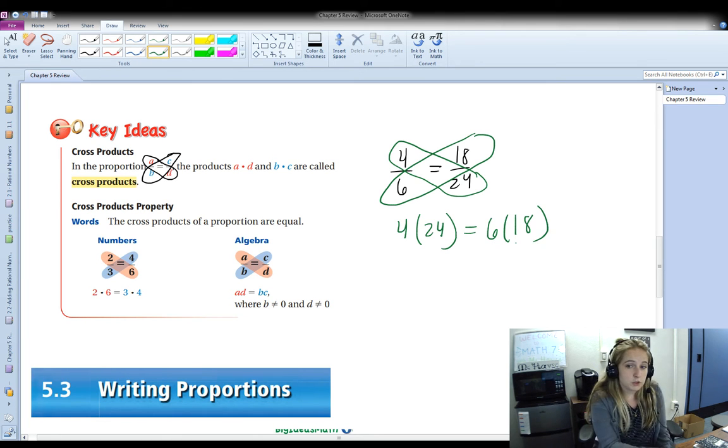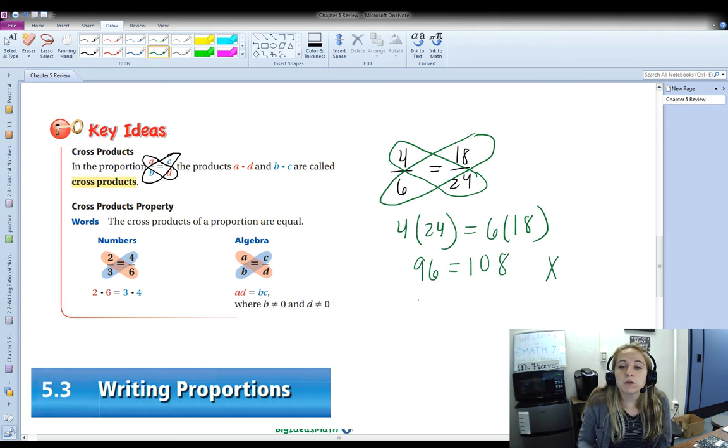And then we do the multiplication in our calculator. 4 times 24 equals 96. Equals 6 times 18. That equals 108. And I know, do those equal each other? No. So since they do not equal each other, they are not a proportion.